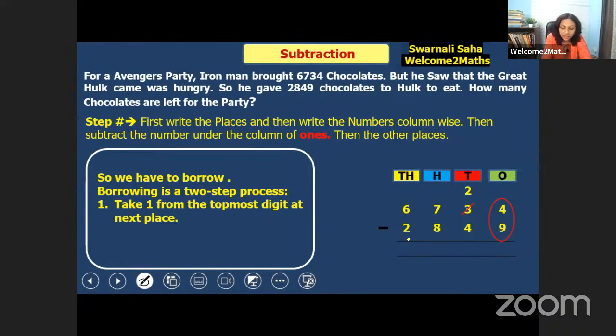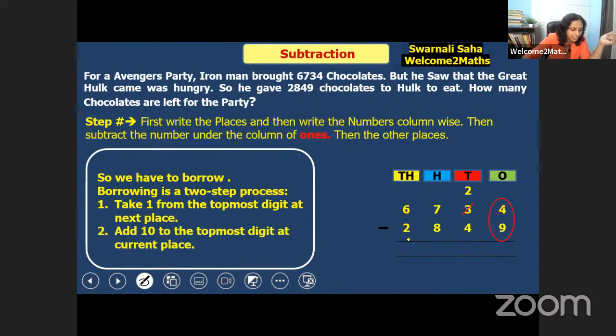So 14, here we took 1 from 3, so it becomes 2, and it is now 14. Okay. So now we subtract 9 from 14, and it's 5. Okay. Now next, here we have 2 and here we have 4, but we cannot subtract 4 from 2. So in a similar way we'll do this.